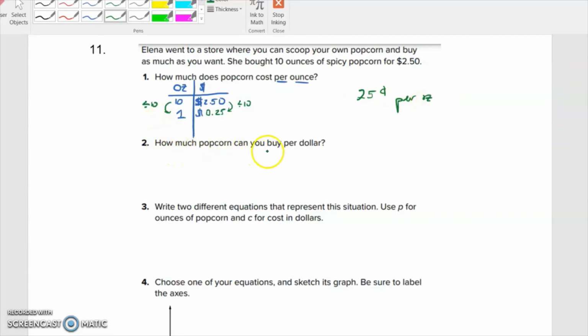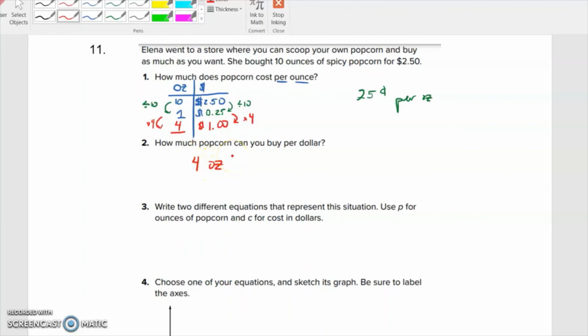Number 2 says how much can you buy per dollar? All right, so now it wants to know how many ounces we can buy for $1. Well, again, it's pretty easy to go from 25 cents to $1. You're just multiplying by 4. So over in our ounces, multiply by 4. 1 times 4 would give us 4 ounces.